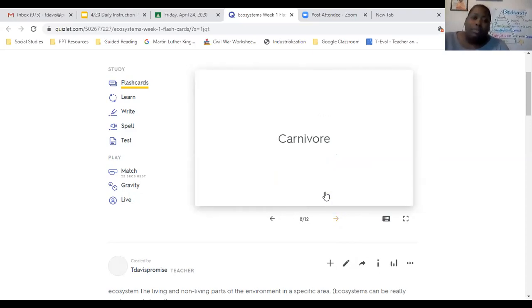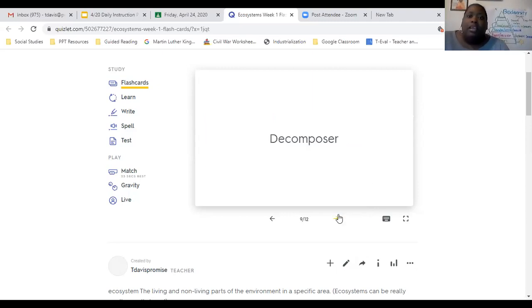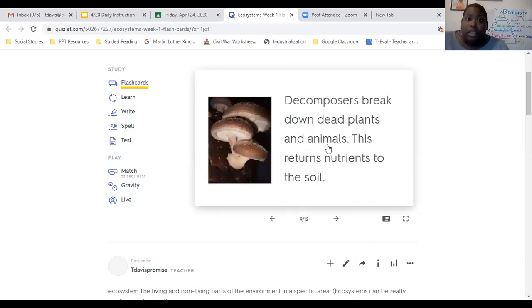Carnivore. Some people say I'm a carnivore. They're not. People are not carnivores. We are omnivores. We eat plants and animals. A carnivore only eats meat. It only consumes other animals. See, right there.